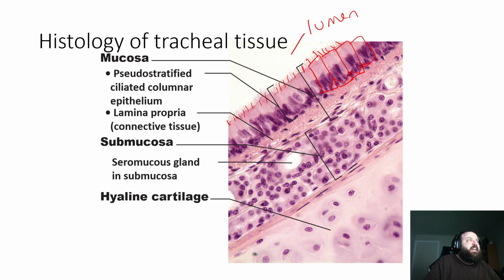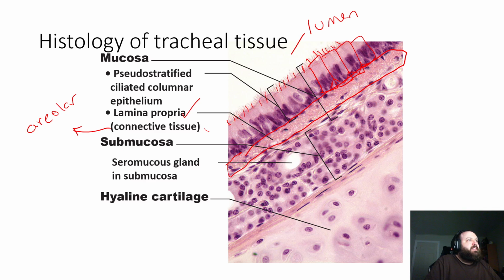There is an underlying basement membrane which consists of material called, and this is the first time we've used it here, the lamina propria, which is made up of connective tissue, and specifically it's made up of areolar connective tissue.